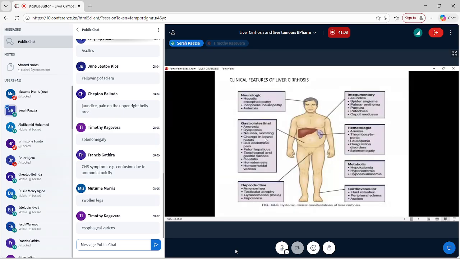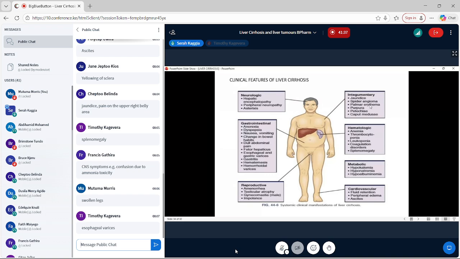So you start from the head and see the different signs and symptoms that the patient can have. Just as we were told in the chat box, neurologically they can have hepatic encephalopathy. They get confused because of excess ammonia and toxins. They may have peripheral neuropathy also. They may have asterixis, certain tremors and deliriums. You'll check, just Google some of these.